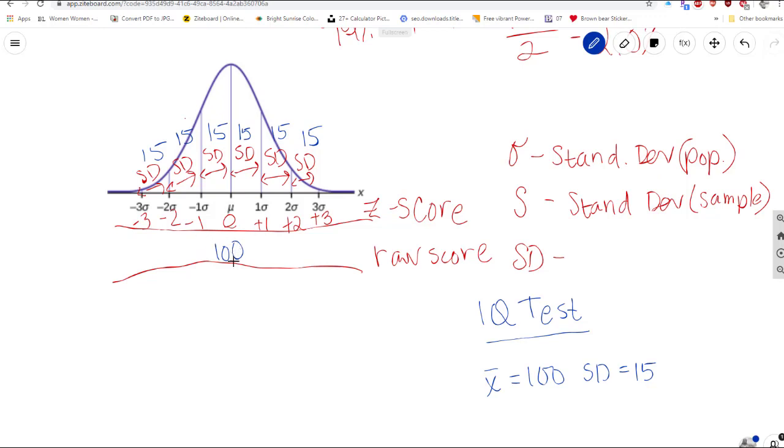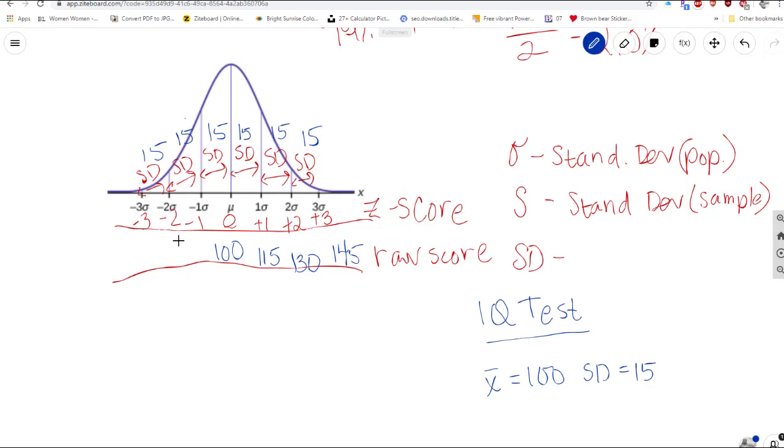So let's see what happens. If I have a score that is 1 standard deviation above the mean, and my mean is 100 and the deviation is 15, then the corresponding raw score for a z-score of +1 is 115. Another deviation higher, 2 standard deviations above the mean, would have a corresponding raw score of 130. 3 standard deviations above the mean would be 145.